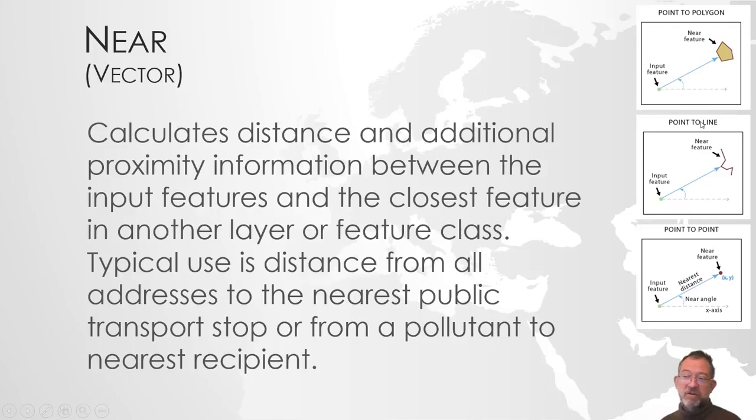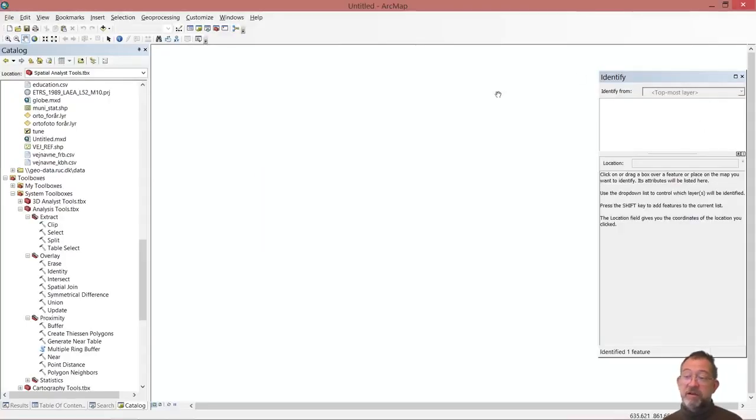In addition to calculating the distance, it also calculates the intersection point, so where does it touch the road, where is the nearest location on the road, or the nearest location on the park. It will also calculate the direction, so which way to go with the compass bearing to follow to get to the point.